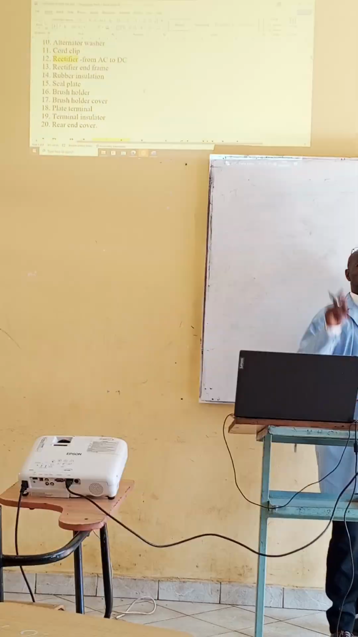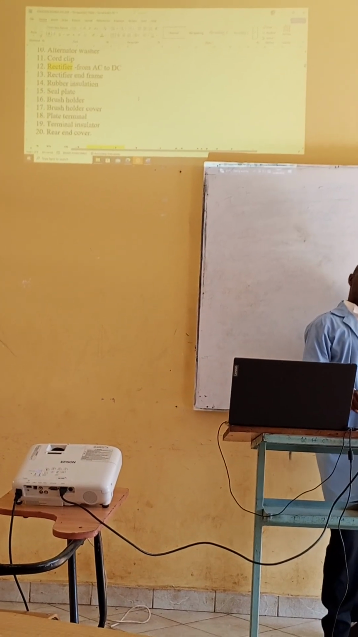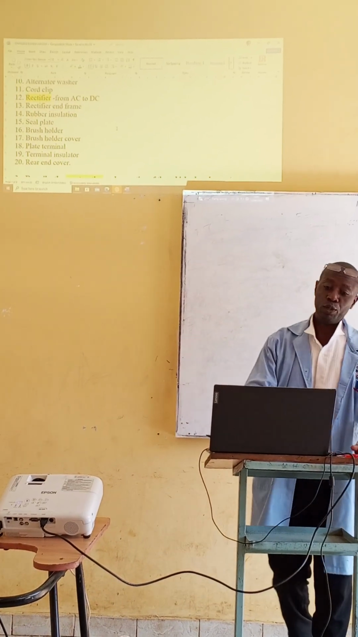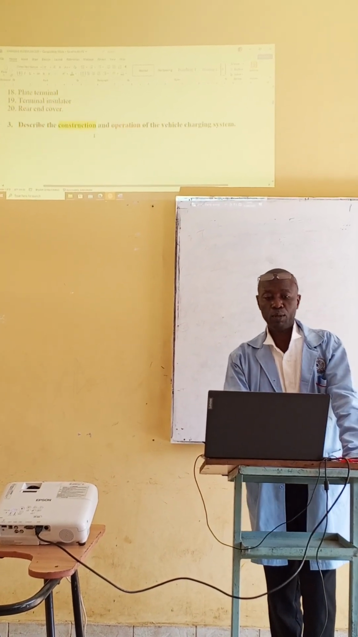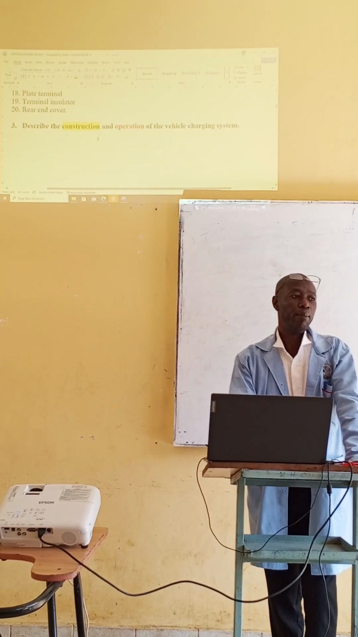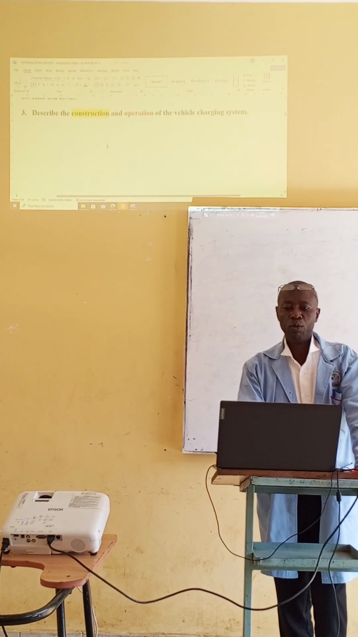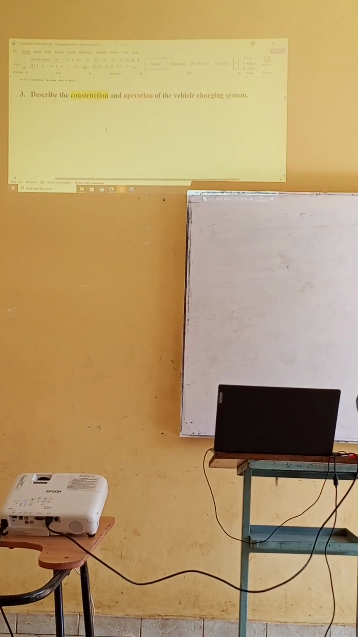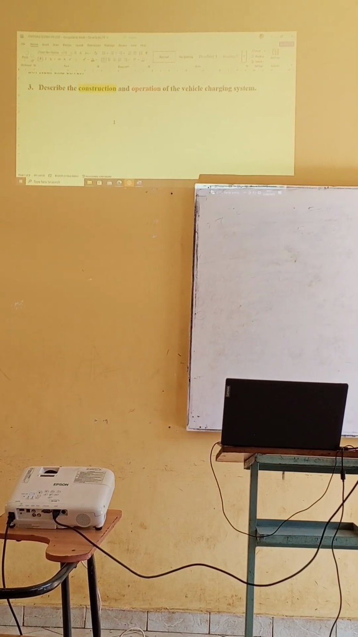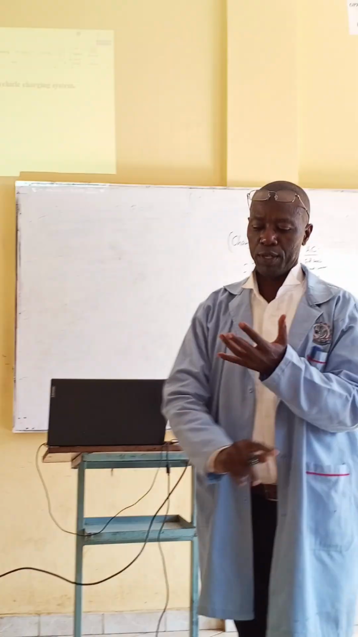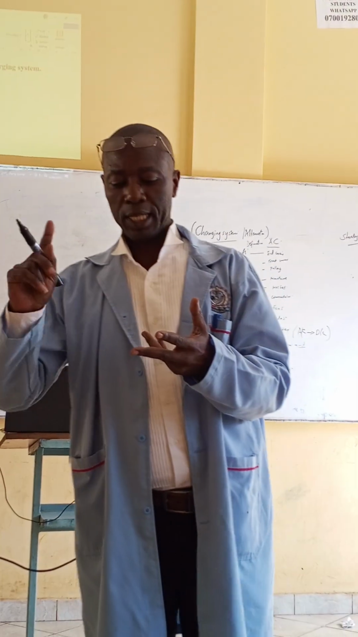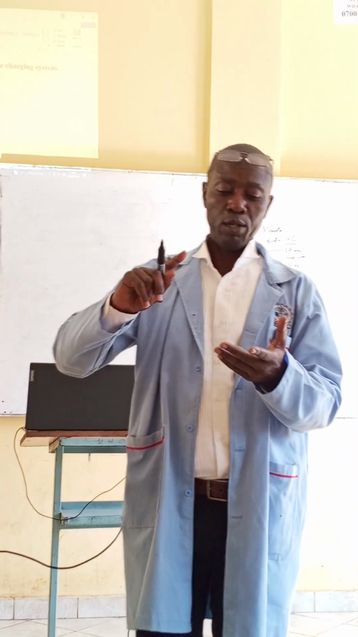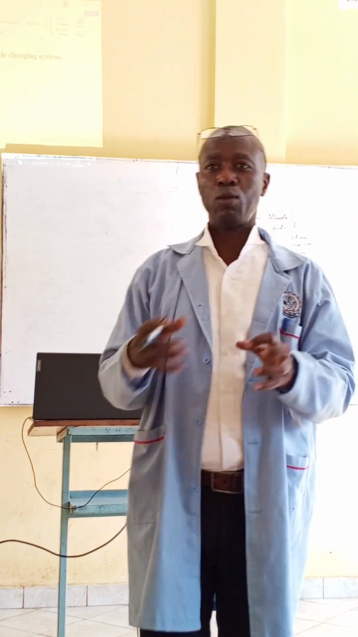You can remember just a few, like 6 to 10, then you're good to go. You don't need a lot of parts, because some of them are not really major parts. You can be asked in an exam, what is the construction and operation of the charging system? Construction is like saying something is made of this, looks like this, the size, the materials and everything. Then the operation is how does it work?